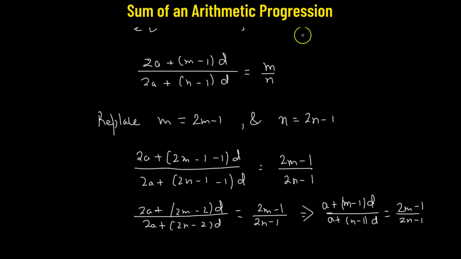And this is nothing but the mth term divided by the nth term. So we have obtained that the ratio is 2m minus 1 over 2n minus 1. So this is what we needed to show.